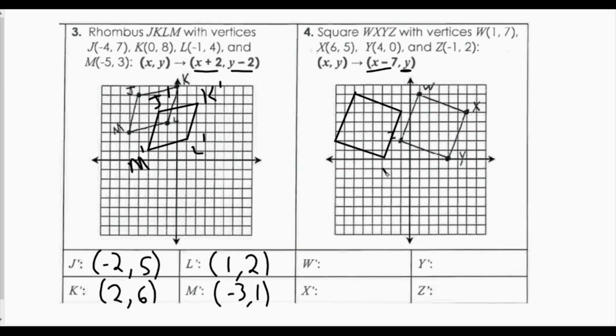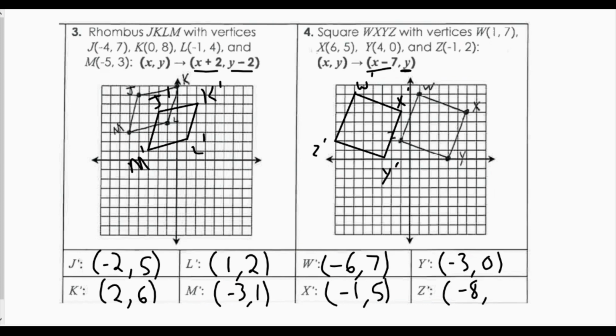Again, I will label all my new coordinates with the prime mark, so Y prime, Z prime, W prime, and X prime. And then I will make my new coordinates. So W prime is just left 7, so I will subtract 7 from 1, which will give me -6, comma 7. Y prime would be -3, comma 0. X prime would be -1, comma 5. And Z prime would be -8, comma.